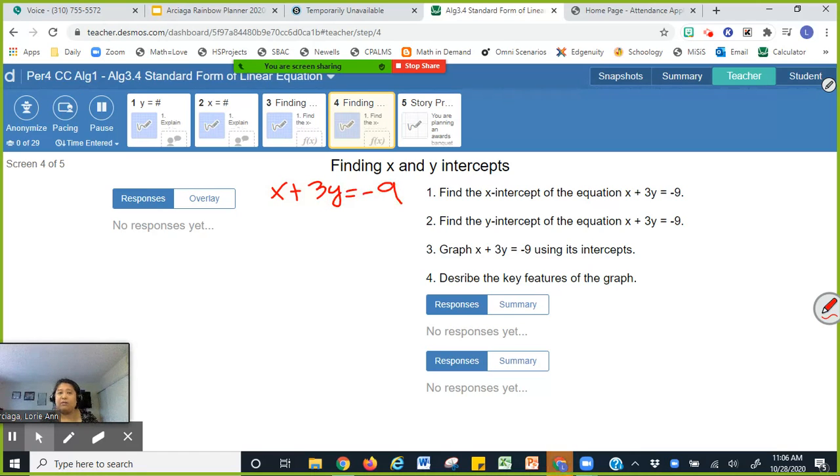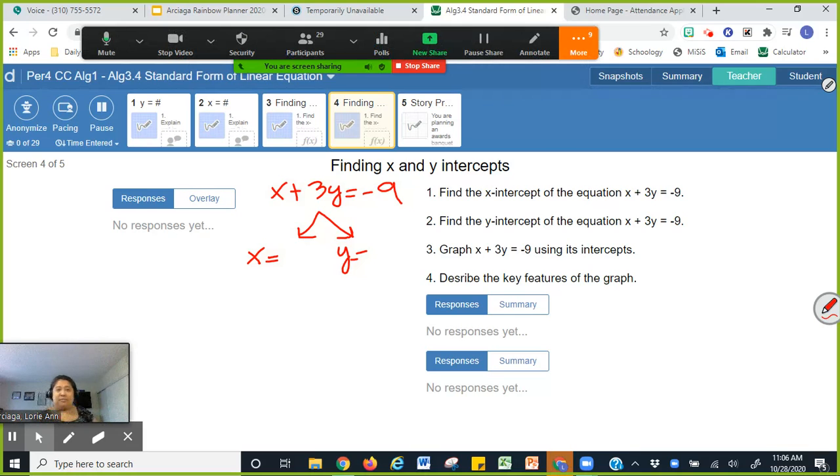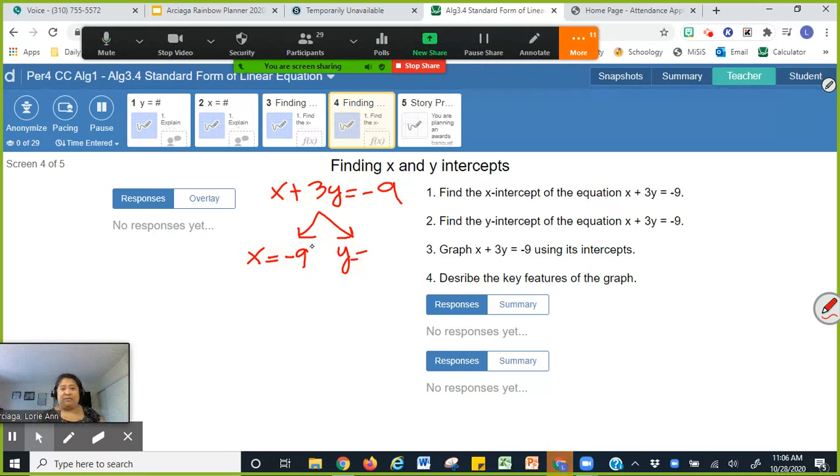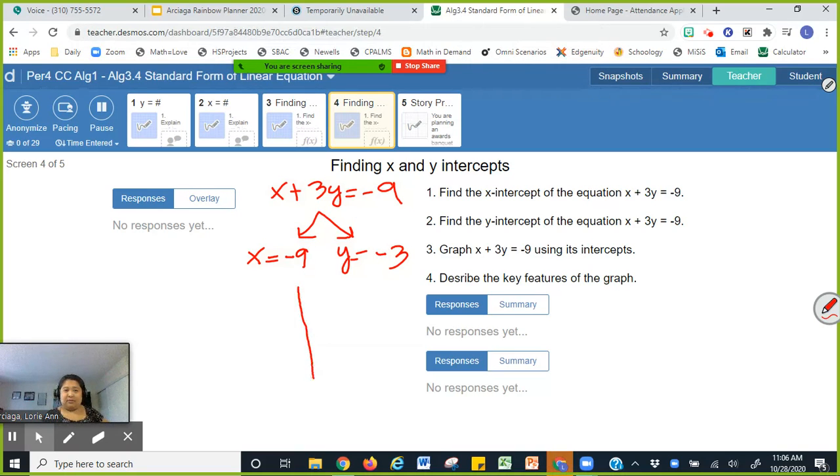I'm not going to show all the work for you this time. You're going to tell me what the x-intercept is and what's the y-intercept. Don't forget your trick. Bring your middle finger to the screen. What is x equal to? -9. Perfect. Now cover the other one. What is y equal to? -3. Very good.